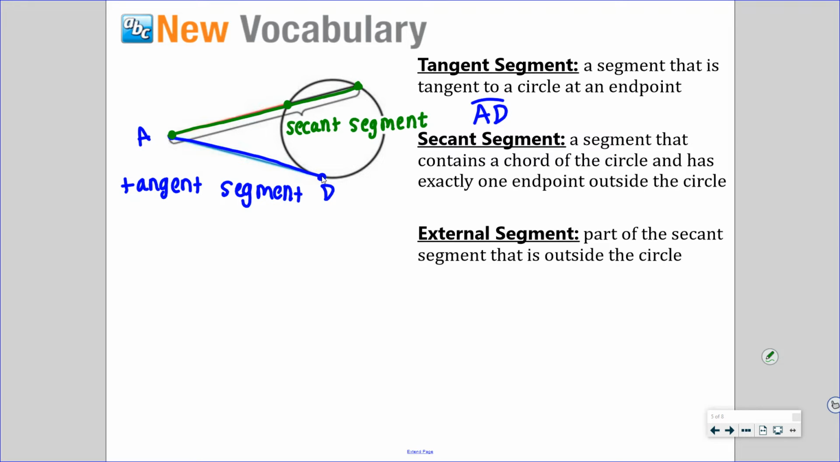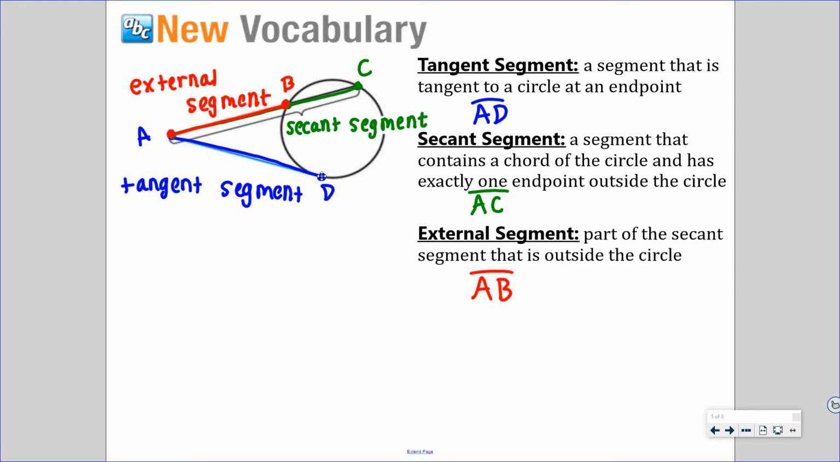All right, so let's go ahead and call that C. A, C would be a secant segment. Just basically combining 2 vocab words that we already know how to do. We know what external means. It means outside the circle. So an external segment is the piece of the secant segment that lies outside the circle. So this piece right here, I'll call this B. That red piece, this would be the external segment, AB.